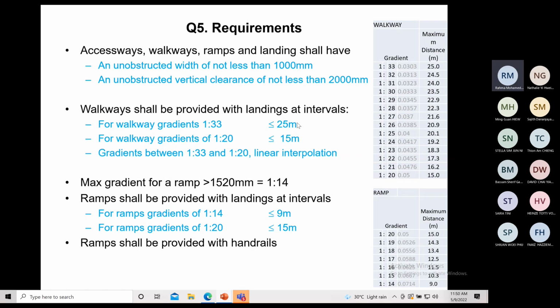And if you want anything exceeding 25 meters, you have to provide a landing. And anything exceeding 15 meters, if you still want to use this grade, then you have to provide a landing. So for this gradient, this is the maximum distance that you can go. For distances longer than that, you have to provide a landing. Same for ramps.